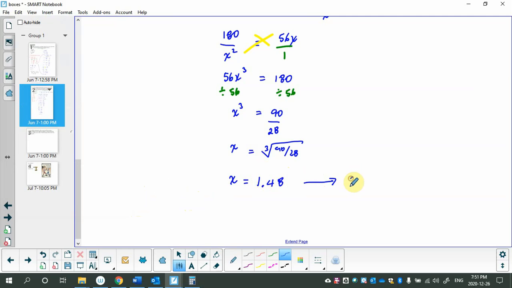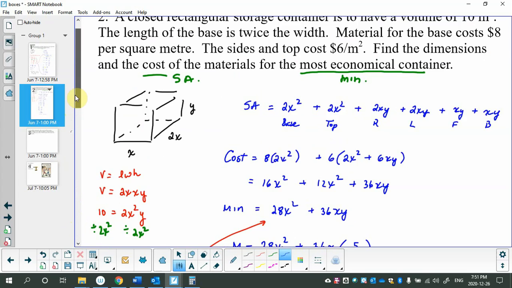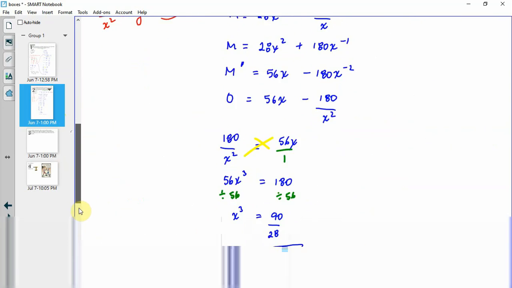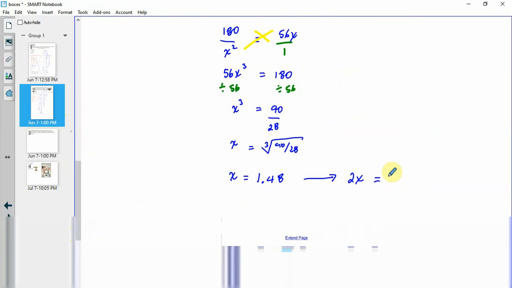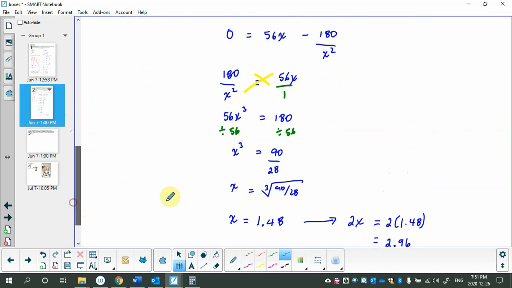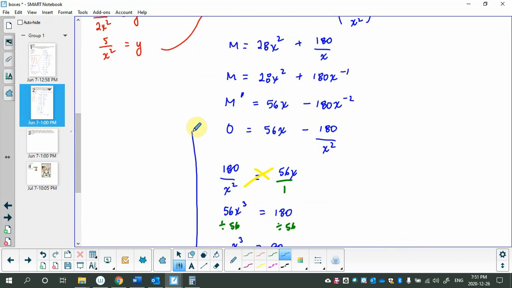And that means that I'm going to need 2x for another one of the sides. And hold on, I'm not going to do this until I find out what the question asks. Remember that rereading the question thing? Oh, it does say find the dimensions. So I am going to need that. So that's 2 times 1.48, which is 2.96. And finally, 1.48 in there.